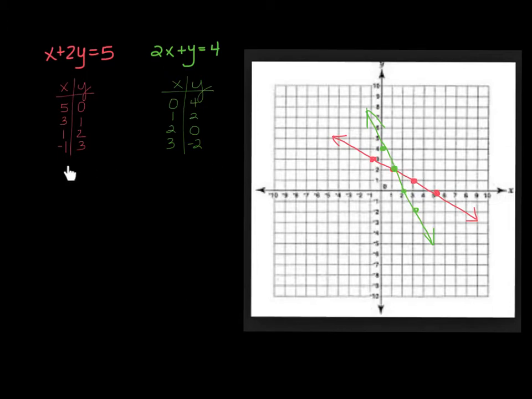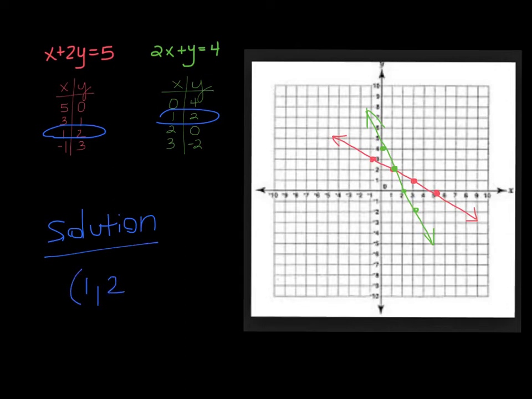And if you notice on both tables, they both have the same x, y. That is our solution. So if I ever ask for a solution for two lines, you would say the solution is (1, 2). The value of x being 1 and y being 2 works for both equations. This is our solution.